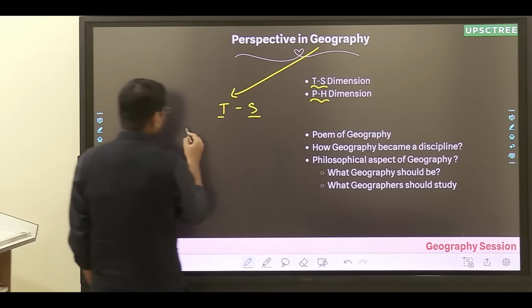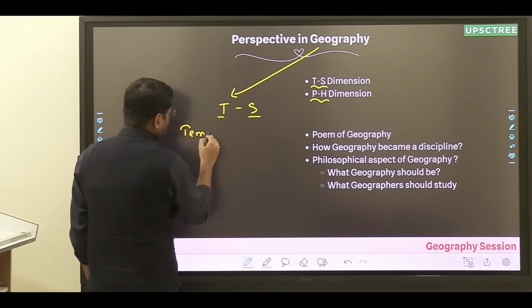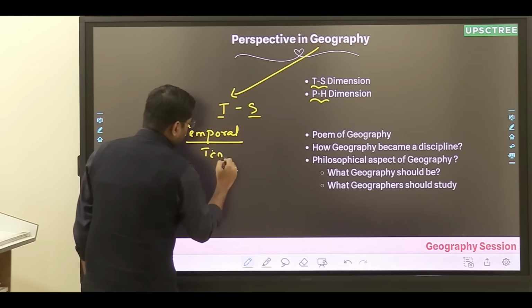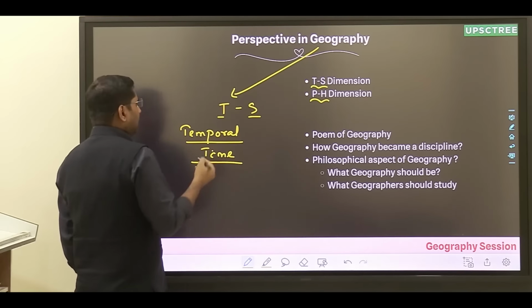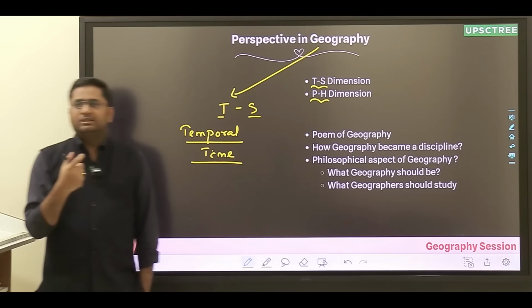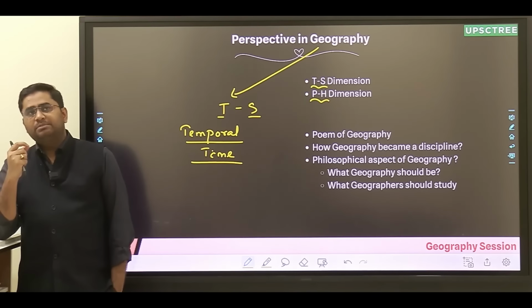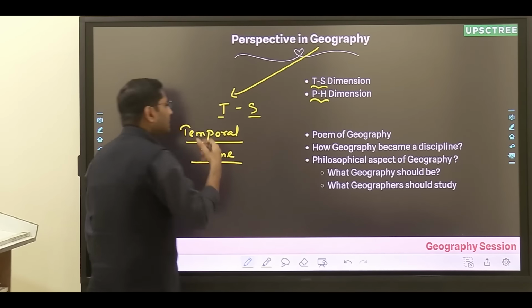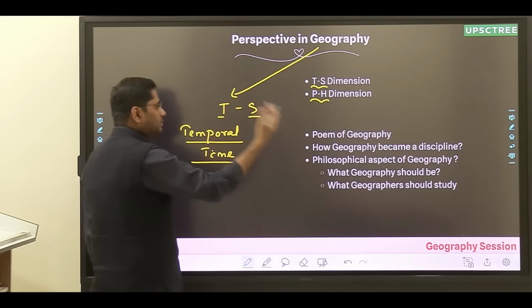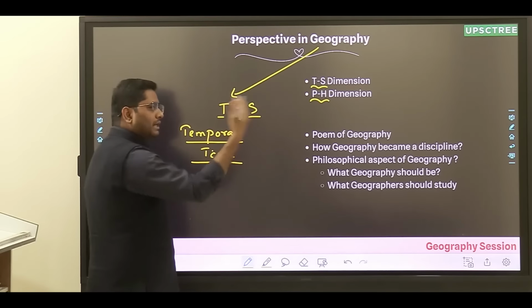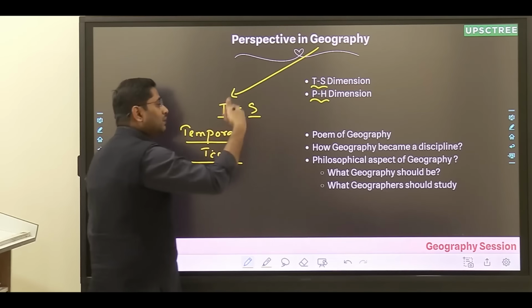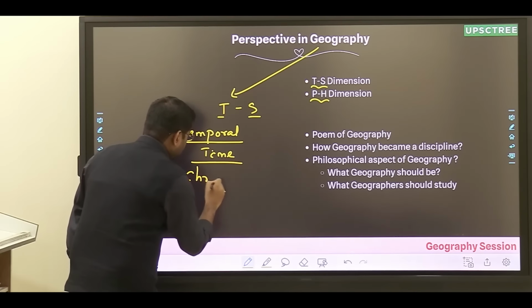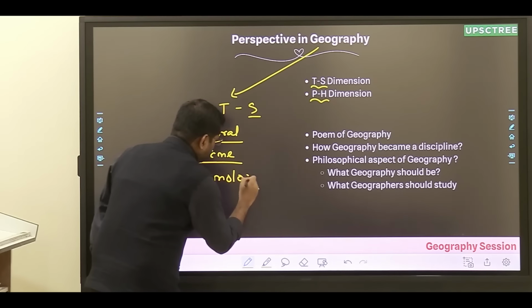two dimensions. One is temporal, meaning the time dimension. And when we do a geographical study which is inspired by the time dimension, we call it chronology, right? If you look at, say, the Davisian cycle, it is an evolutionary approach, so it is a chronological model, we can say that also, or chrono sequence model. Okay, so temporal dimension means chronology.